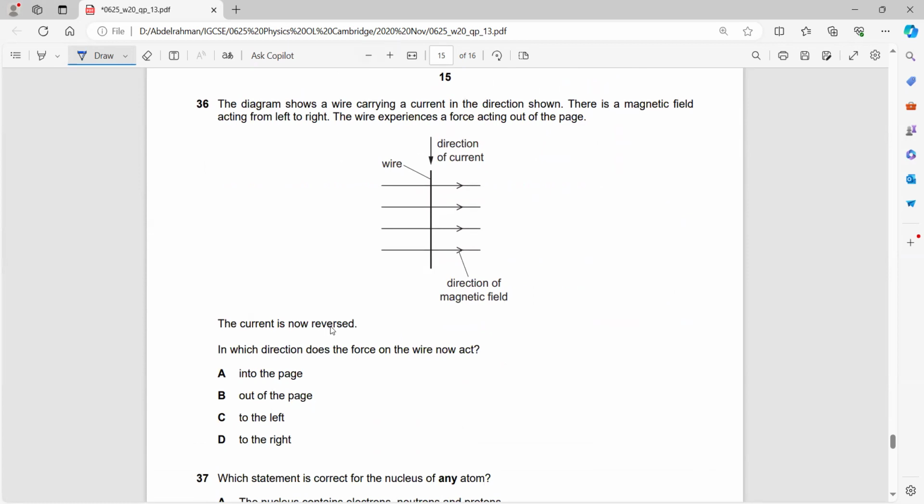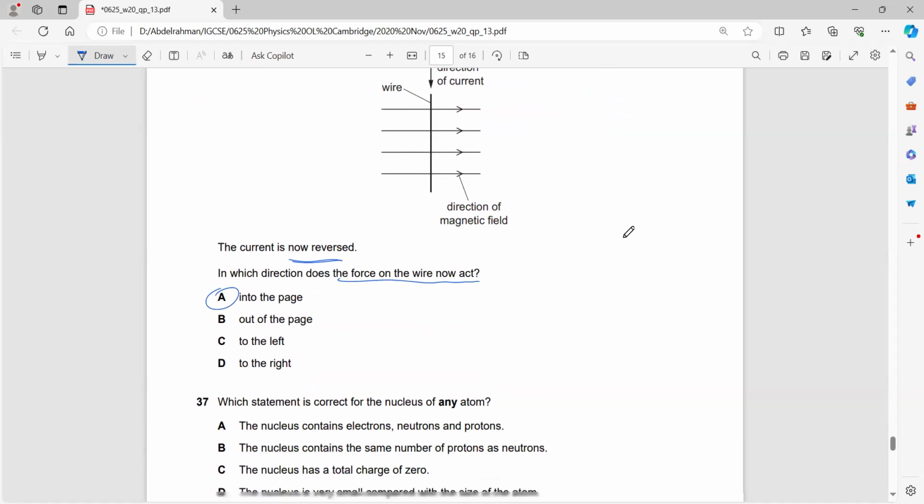The diagram shows a wire carrying current. There's a magnetic field. The wire experiences a force out of the page. So this wire is moving out of the page. The current is now reversed. When you reverse the current, what happens to the direction of the force on the wire? Instead of it being out of the page, it would be into the page. When you reverse the direction of the current, the direction of the force is also reversed. So yes, it would be into the page. This is correct.